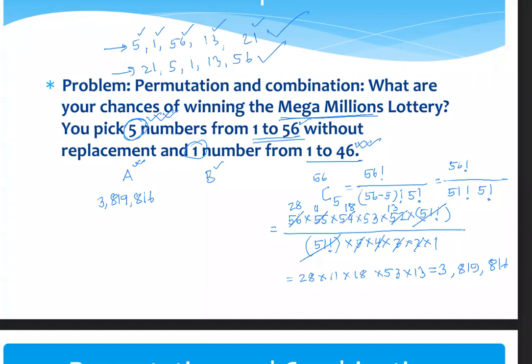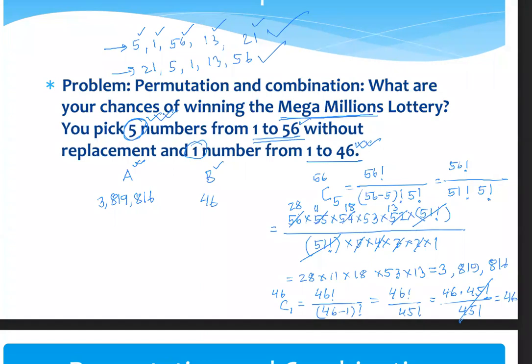Now, how many ways can you select B? Which is very easy. How many different ways can event B happen? That would be one item out of 46, so it's going to be 46 C 1. That is 46 factorial divided by 46 minus 1 factorial, which is 46 factorial over 45 factorial, which is 46 times 45 factorial divided by 45 factorial. These two cancel out, that gives you 46. So event B can happen in 46 different ways.